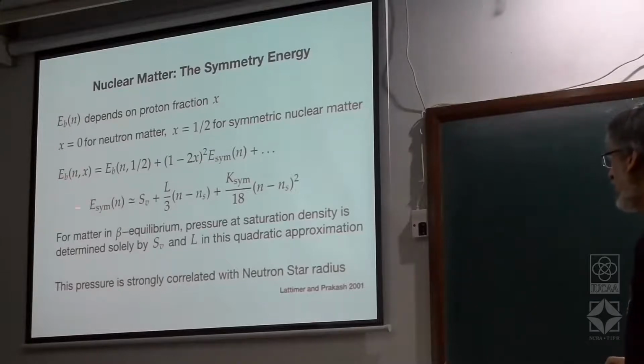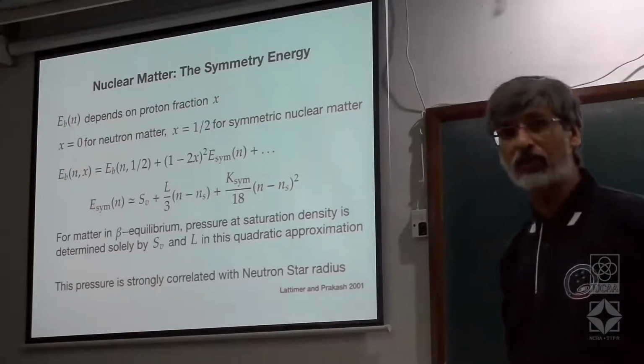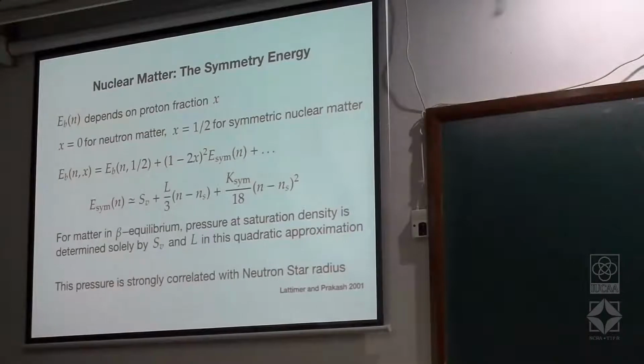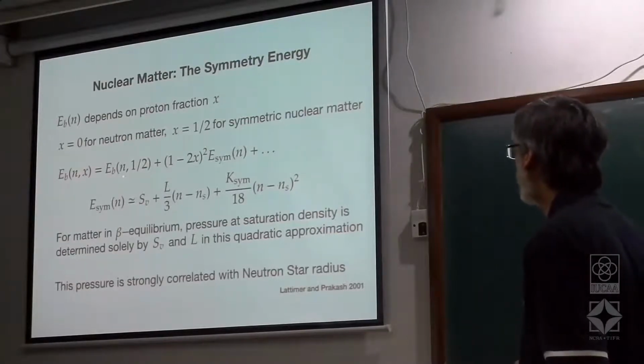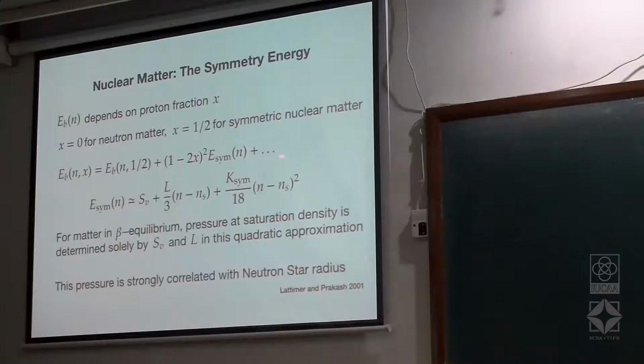The energy per baryon at a given number density does not depend on the number density alone, but it also depends on the proton fraction. If you have material at the same number density but different proton fraction, you will have different energy per baryon. So this is represented by your symmetric component of energy per baryon plus a power series expansion in x. Actually, it's written as 1 minus 2x squared, so if x equals half, then these terms go to 0.